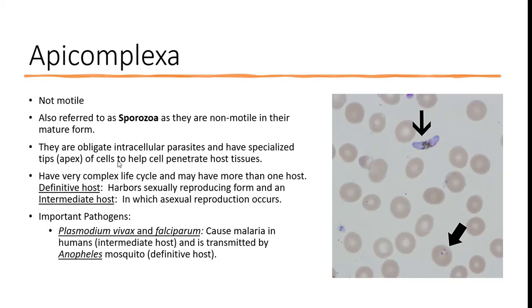Now, we will look at a couple of Apicomplexa when we get to the disease unit, and one of the things that you'll need to recognize is they have very complex cell cycles, or life cycles, excuse me, and they go from a definitive host to an intermediate host, back and forth, where the definitive host is where they do their sexual reproduction, and the intermediate host is where they have their asexual reproduction. Now, you're very familiar with one of these, and that's Plasmodium vivax, because it causes malaria in humans, and it uses the mosquito as its definitive host.